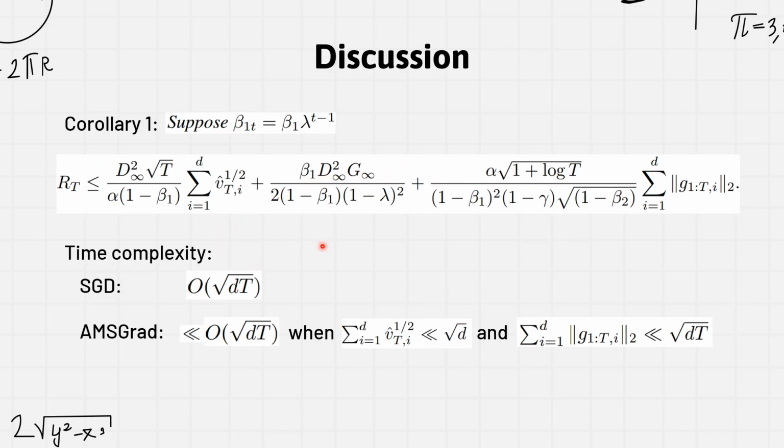After the proof, we can see that the complexity of AMSGrad could be faster than big O root dT if the summation of the epsilon is much smaller than root d and the summation of the gradient norm is much smaller than root dT, which means AMSGrad is considerably better than stochastic gradient. And see theorem 2. Even if we use a modest momentum decay on beta 1, it still has the complexity of root dT.